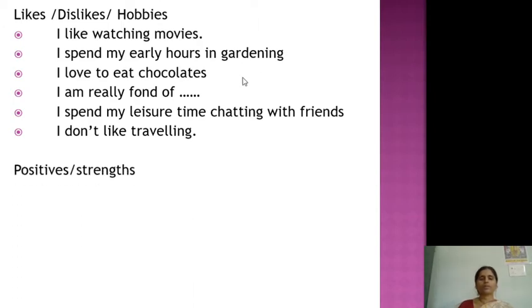And let us see how to mention your positives and strengths, like any positive quality that you have, any plus point or strength of yours, and how to express that.